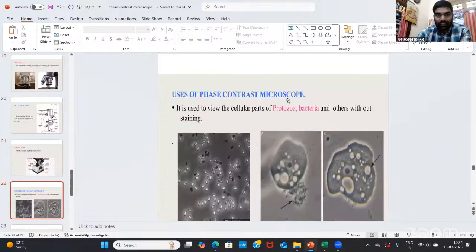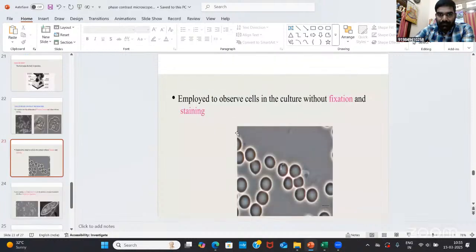Use of phase contrast microscope. What are the uses of this phase contrast microscope? It is used to observe the cellular parts of protozoa, bacteria, and others without staining. It is also employed to observe cells in culture without fixation and staining.